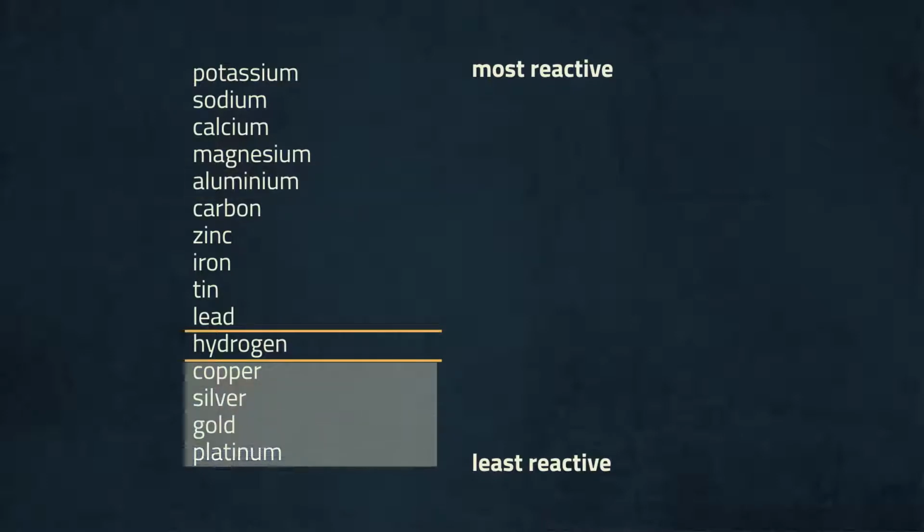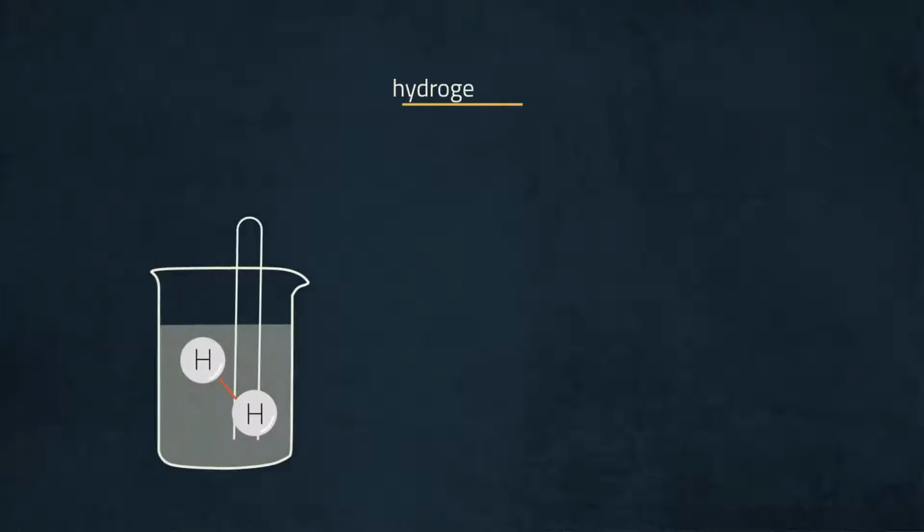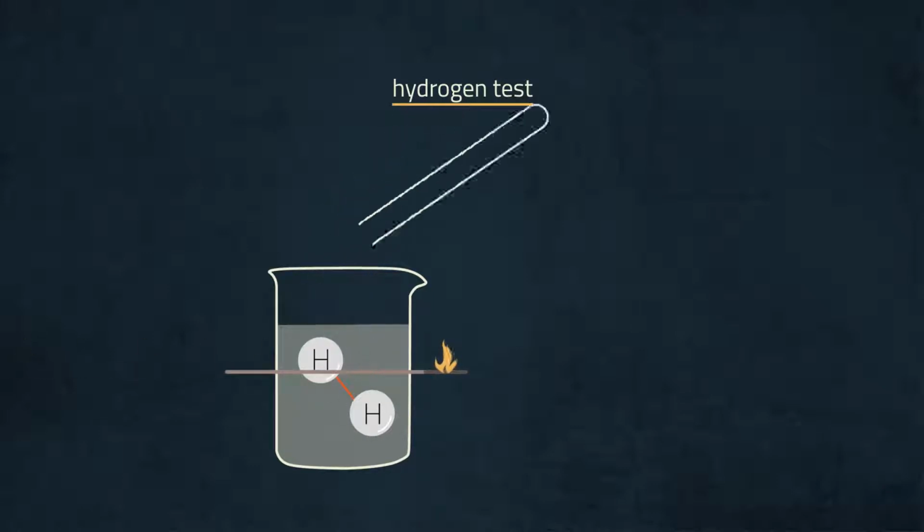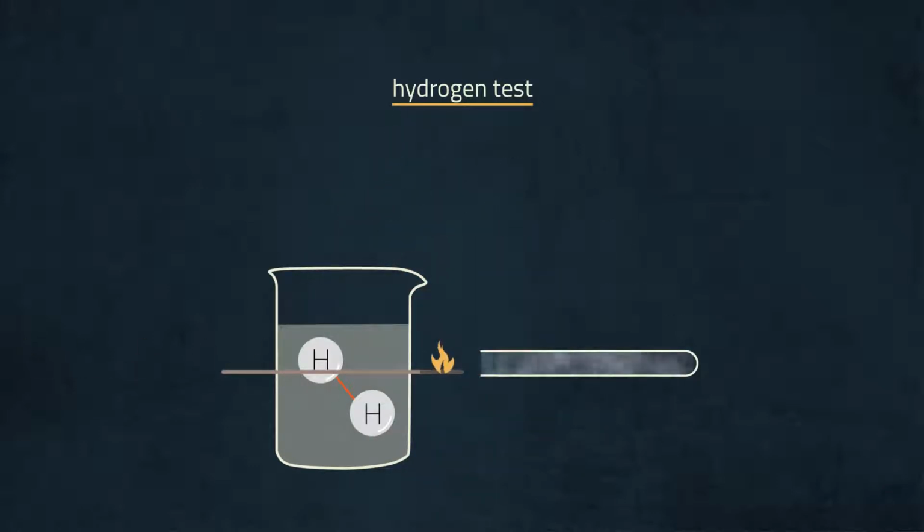Unreactive metals below hydrogen do not displace hydrogen in acids. The most reactive metals will react with water itself, sodium for example. You can test for hydrogen by exposing it to a flame. It ignites with a squeaky pop, and you can see condensation in the tube as water is formed.